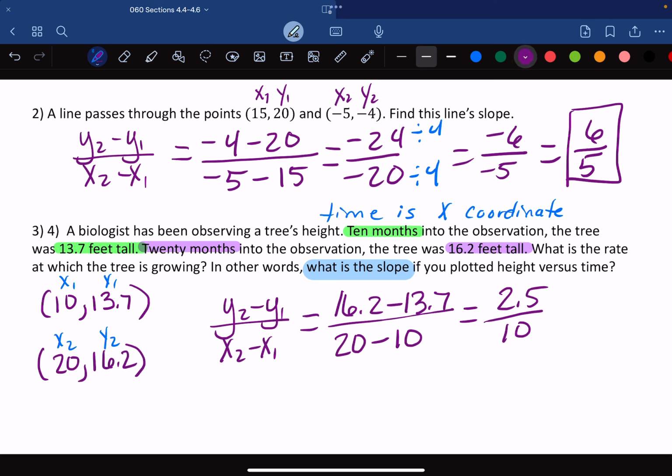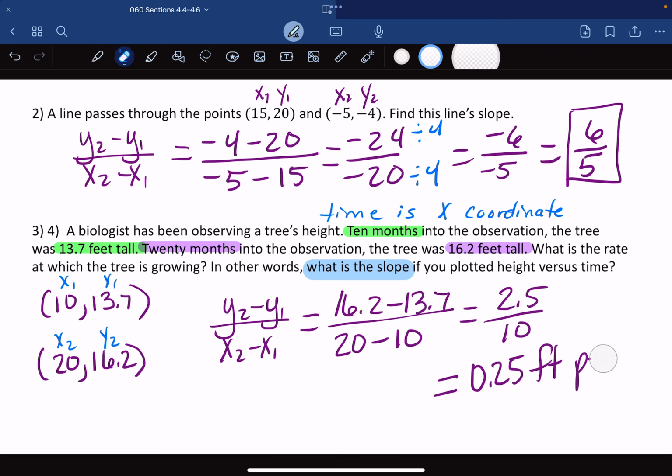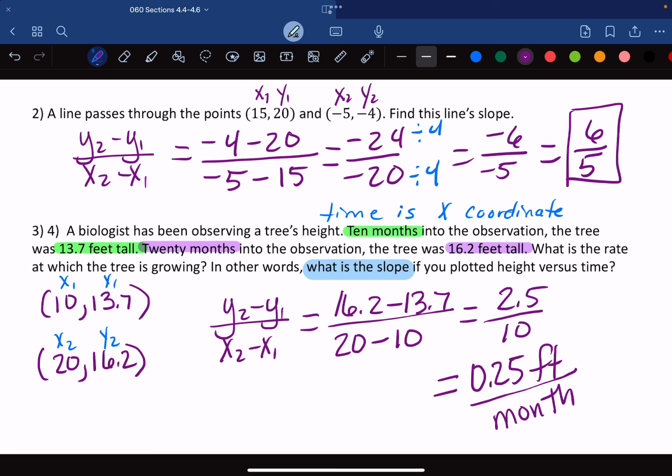I'm going to rewrite it down here so I have a little more space. So if we're going to graph it, having it as 1/4 would be helpful for graphing. But because the data originally started as decimals, I'm going to go ahead and write it as a decimal. And this is feet per month. I don't have enough room to write month, so we're going to put feet per month. So this tree that is being observed is growing about 1/4 foot per month. And that is an introduction to slope.